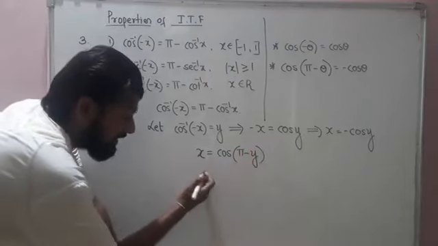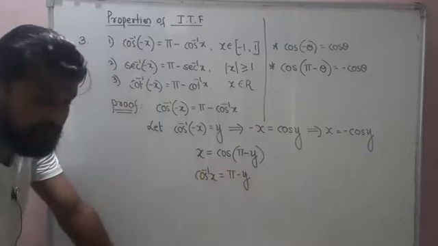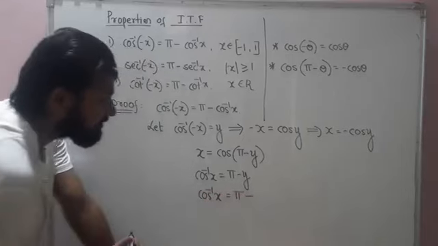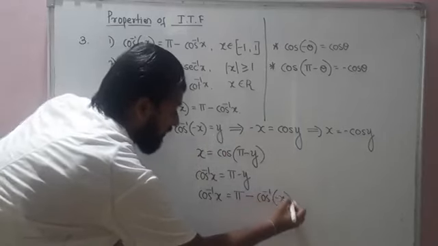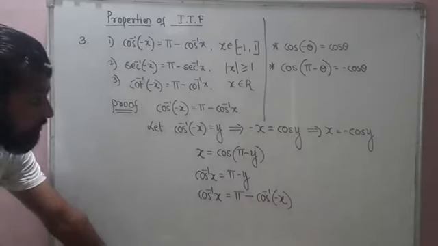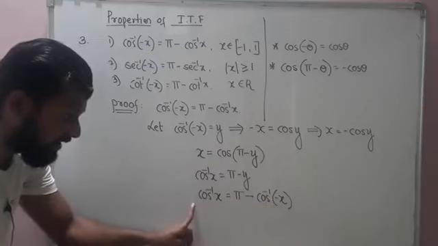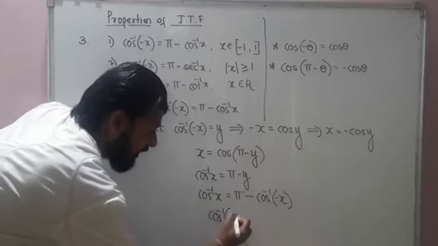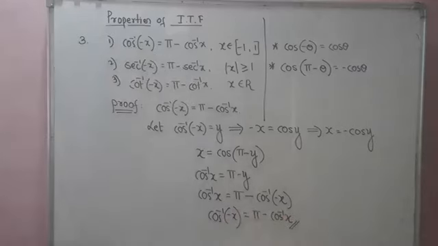Now cos comes this side, this will be cos inverse of x is equal to pi minus y. Now cos inverse of x is equal to pi minus, what is y? Y we have assumed as cos inverse of minus x. I think we got the proof. No, we haven't got the proof yet. We'll take this term as the left hand side, this one as the right hand side. So what I'll get is cos inverse of minus x is equal to pi minus cos inverse x, and that's our proof. This is very important.